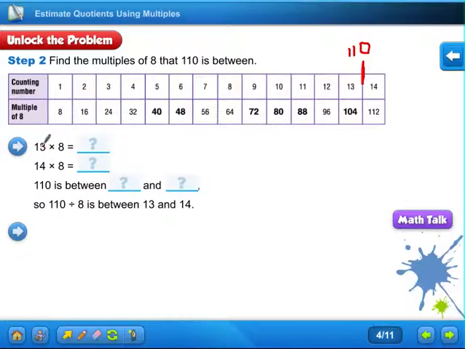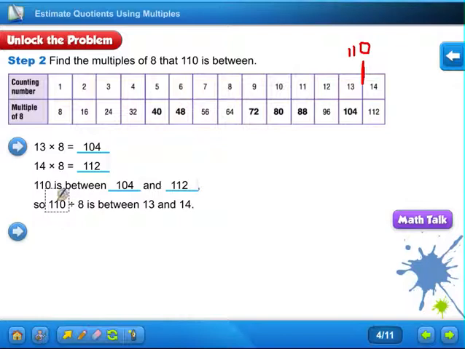And let's see. 13 times 8 is 104. 14 times 8 is 112. 110 is between 104 and 112. So 110 divided by 8 is between 13 and 14.